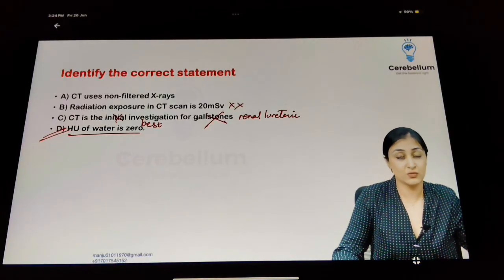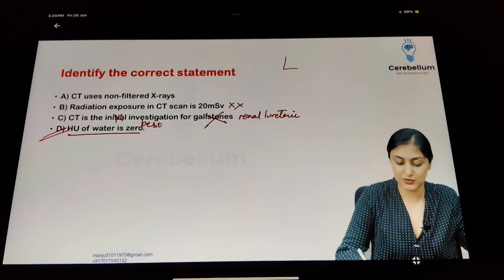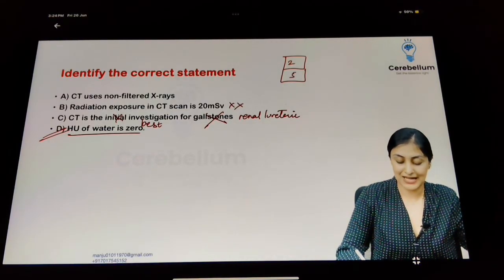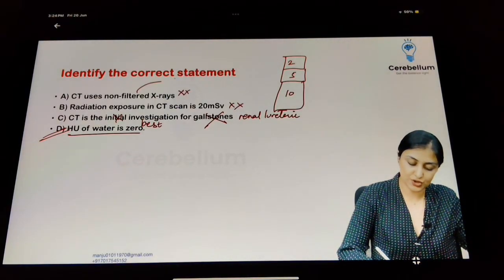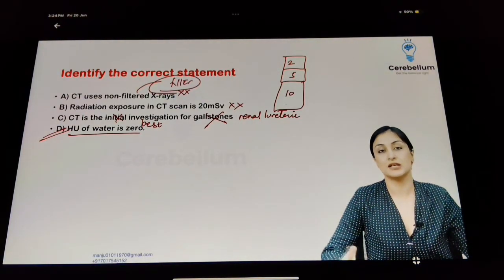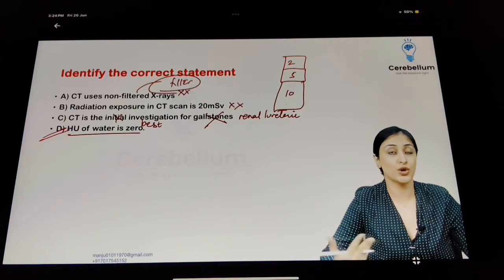Now this is very non-specific. Which part? What are you asking? So it doesn't make any sense. But you remember that head is 2 millisievert, thorax is 5, abdomen is 10. None of it is 20 anyways. CT uses non-filtered X-rays. That's also wrong. We filter the low energy X-rays so that they don't contribute to extra dose.